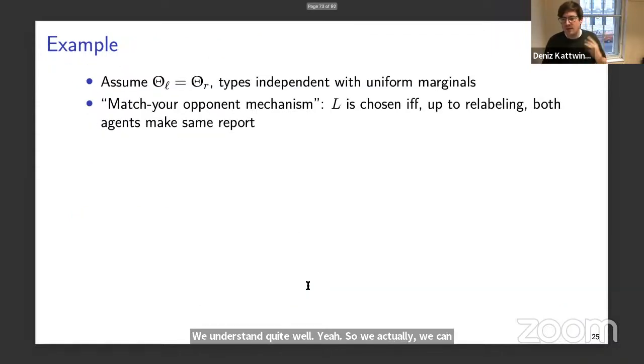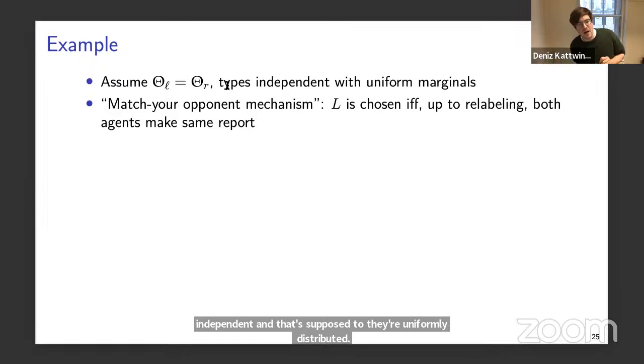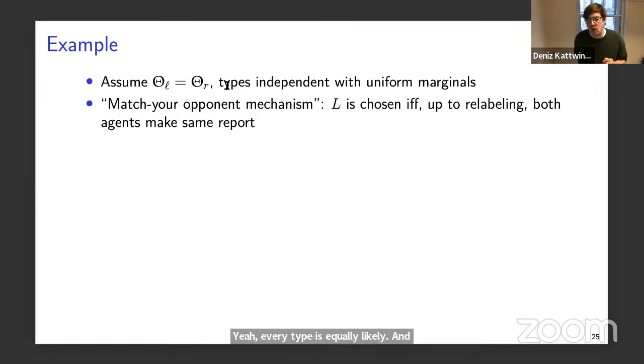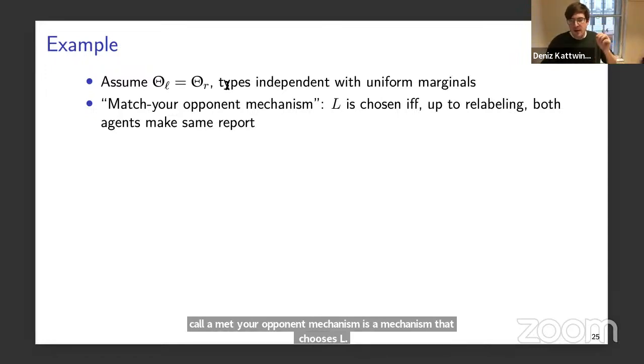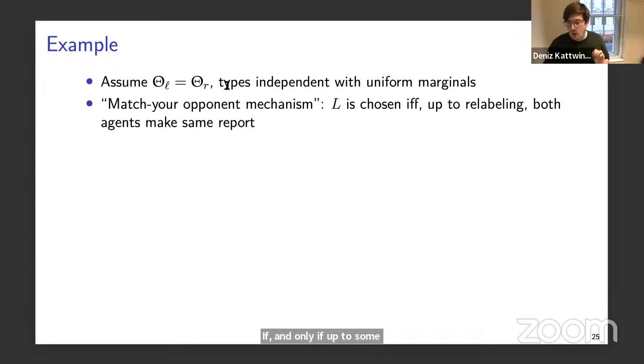So let's make some assumptions to make this nicer. Suppose that the type spaces are identical, types are independent, and they're uniformly distributed, so every type is equally likely. Then what we call a match your opponent mechanism is a mechanism that chooses L if and only if, up to some relabeling, both agents make the same report.